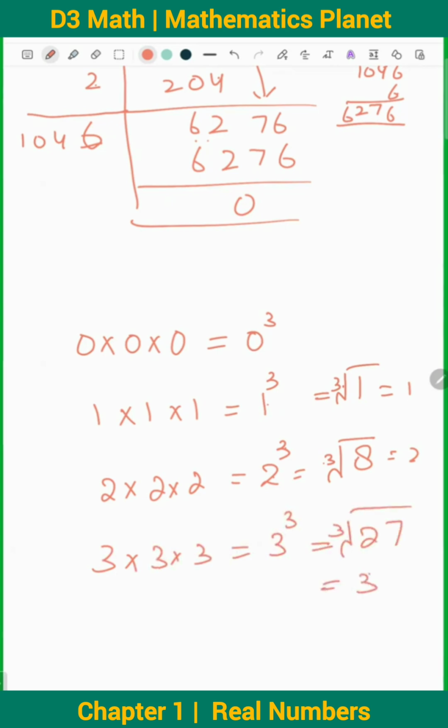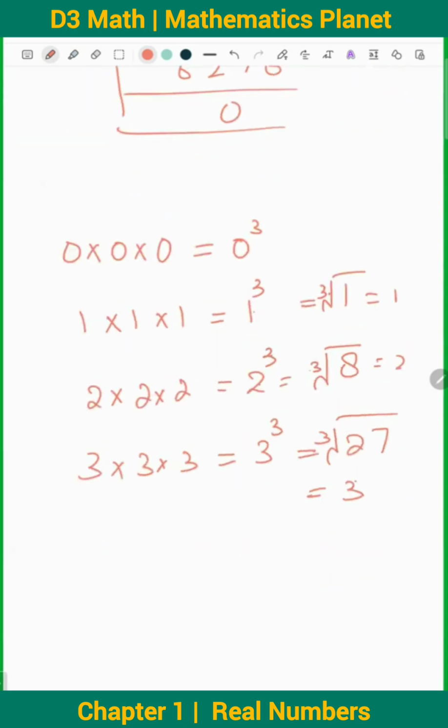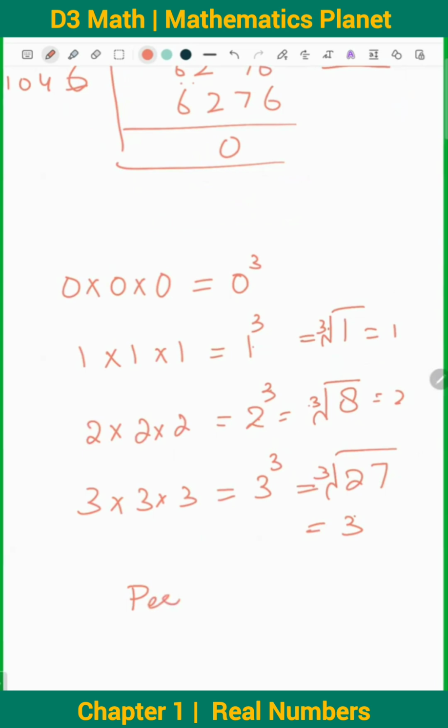So this is what cubes and cube numbers are. These are all perfect cubes. What are these? Perfect cubes. Perfect cubes are those cubes which are perfect numbers, with no decimals or fractions. These are the perfect whole numbers that are called perfect cubes.